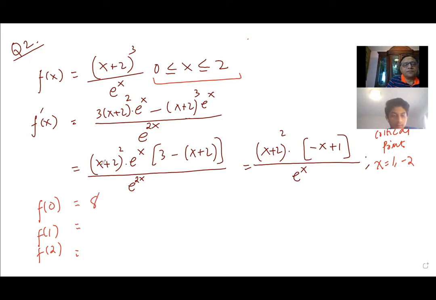For 1, we should get 27 over e, right? And for 2, we should get 64 over e squared. Check decimal values. So f of 1 would be approximately 9.9, and that one would be 8.66. So that gives you the maximum and minimum value. You see that?